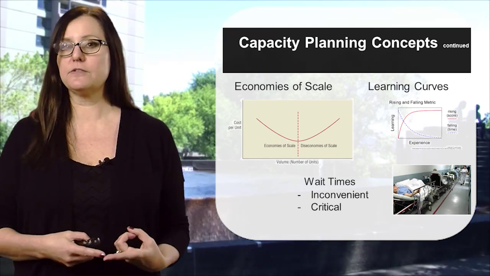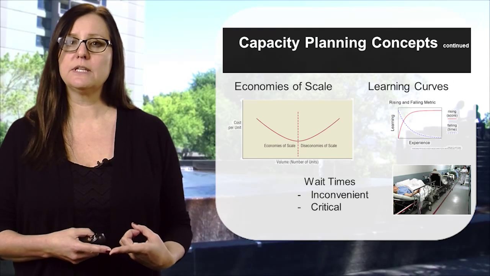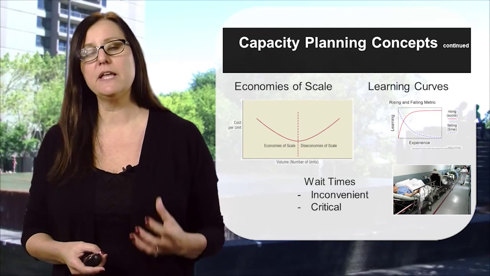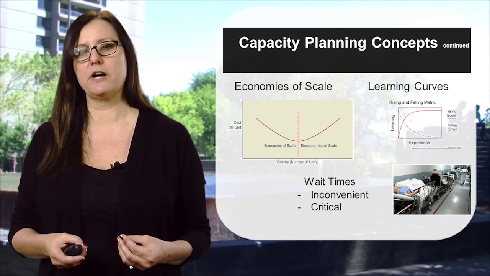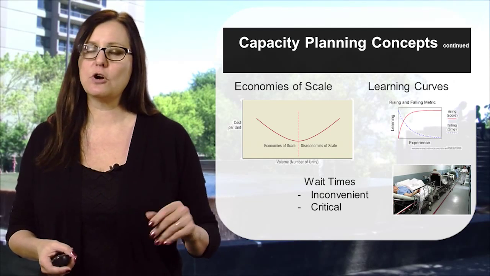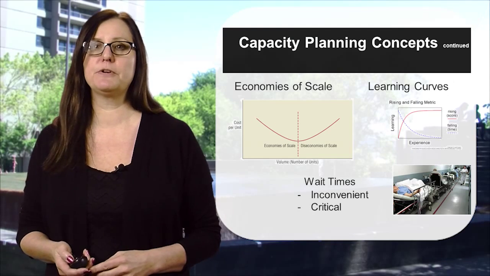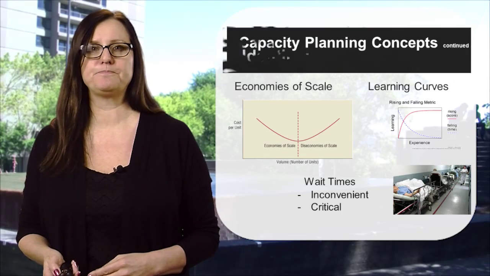So there is the throughput or the rate, we have wait times, we have learning curves, we have economies of scale, and all of those you're going to make trade-offs. These are just an overview of the concepts. The book delves much deeper and provides some really good examples.